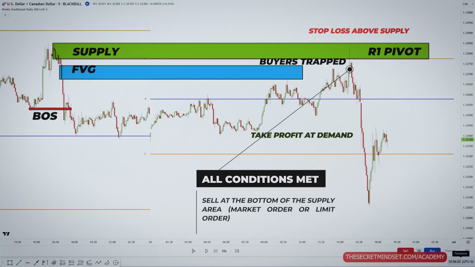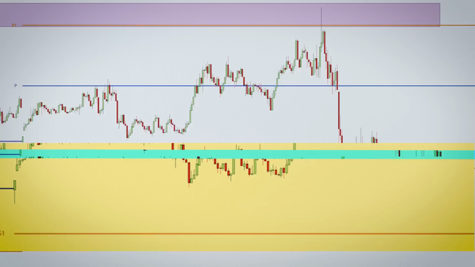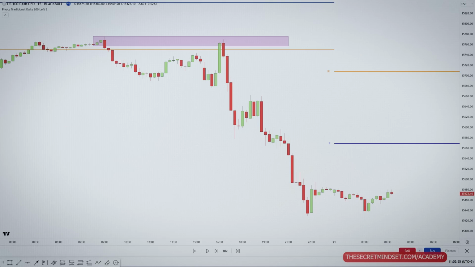You sell at the bottom of the supply level, and you place a protective stop loss slightly above the zone, and your target profit is at the next major demand level, or at a recent swing low, or at the pivot point. And here's another short position.